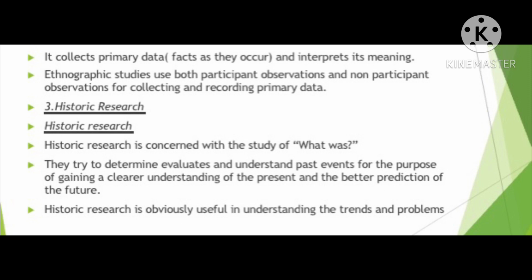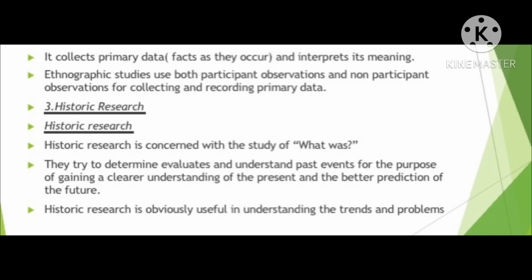Primary data means whenever we are participating in a cultural program or whatever tradition they have in their festival, we get first-hand information, isn't it? What all things are happening, we can observe that and we will get that data. So that data we can call it as primary data. Ethnographic studies use both participant observation and non-participant observation for collecting and recording primary data. Whenever we are collecting the data from someone else or someone else's studies, then we can call it secondary data. Whenever we are collecting the data in the first place, it is called primary data.